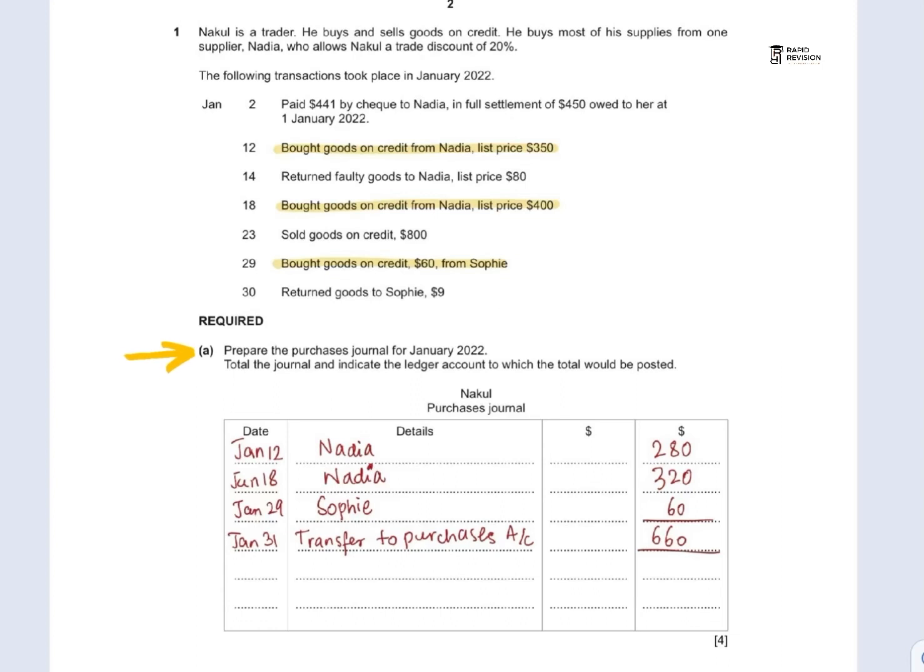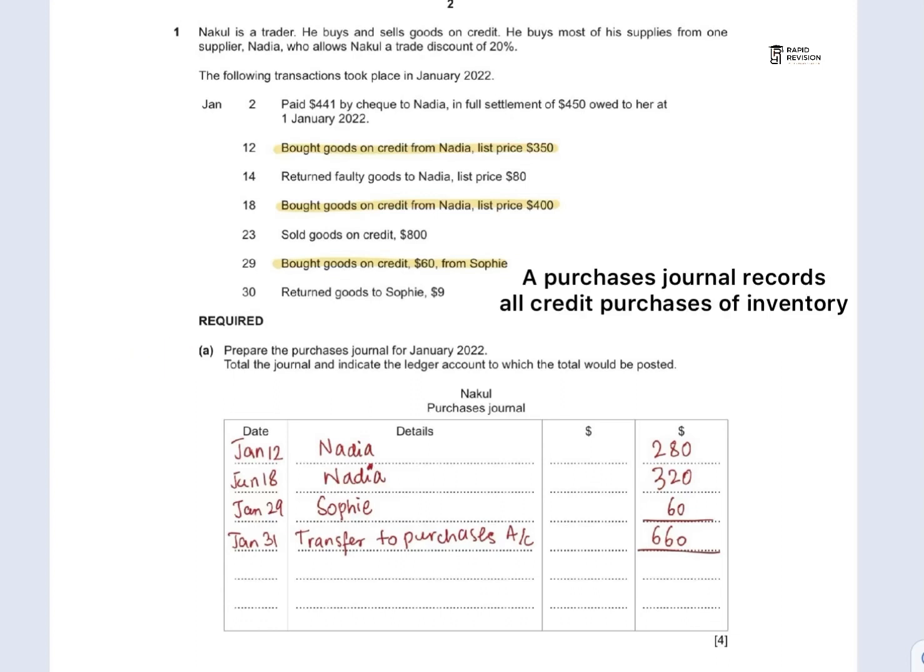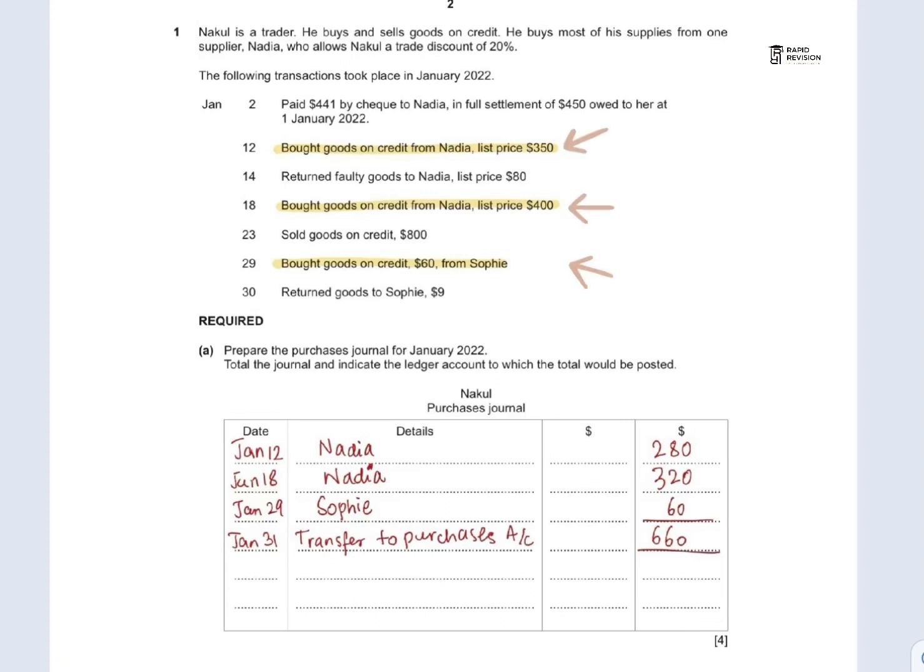A purchases journal records all credit purchases of inventory. So the transactions highlighted here are for the purchases journal. For the purchases journal, you have to write the date on which the purchase transaction took place. In the details, you write the name of the person from whom the goods were purchased. In the amount column, you need to write the amount after the trade discount.